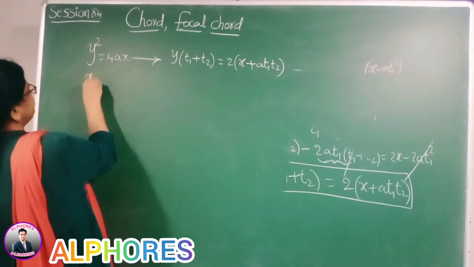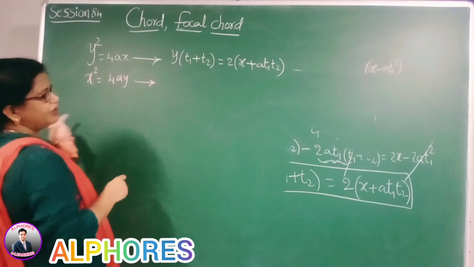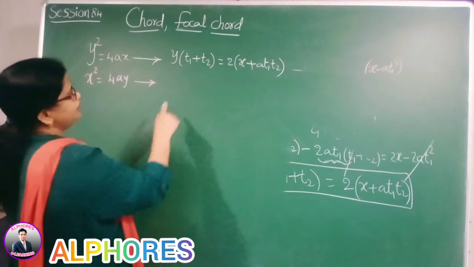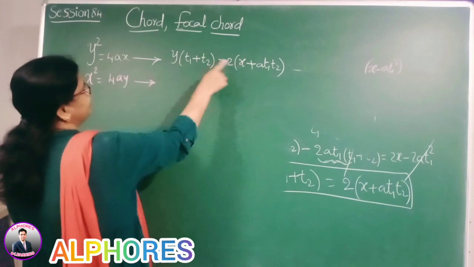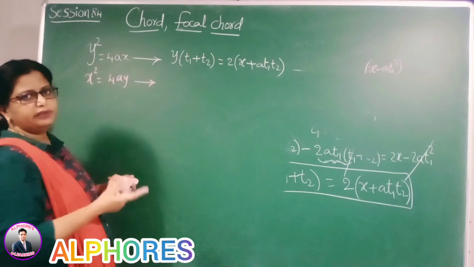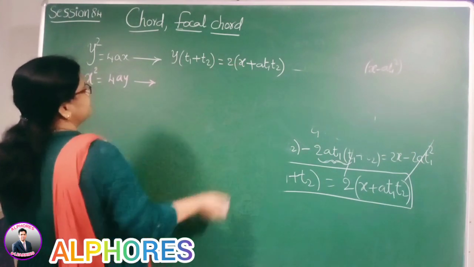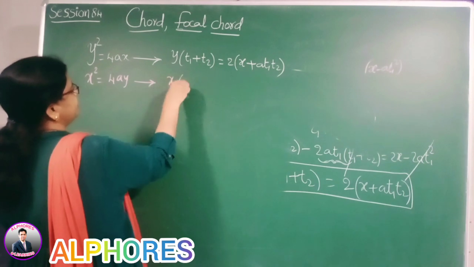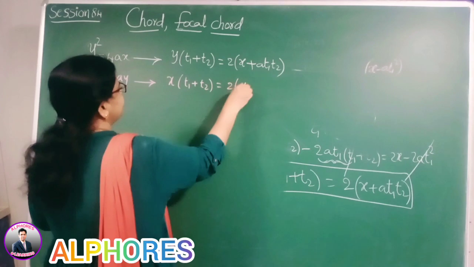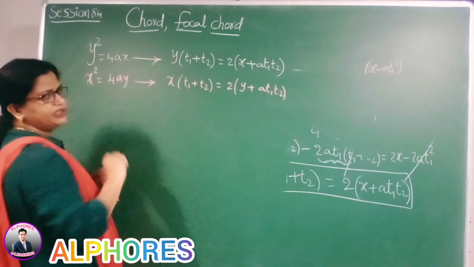Suppose it is x square is equal to 4ay. If at all you get this kind of curve, then what about the chord joining 2 points? Then just interchange x and y. We have observed that these two are images of one another with respect to y equal to x. Therefore just interchange these two values, then you will get x into t1 plus t2 and 2 into y plus a t1 t2, just by interchanging these two.